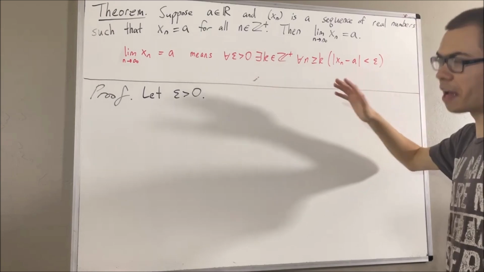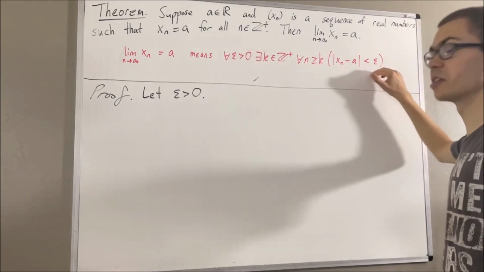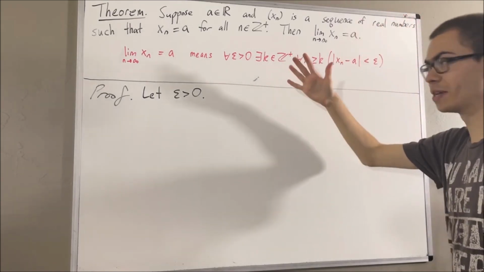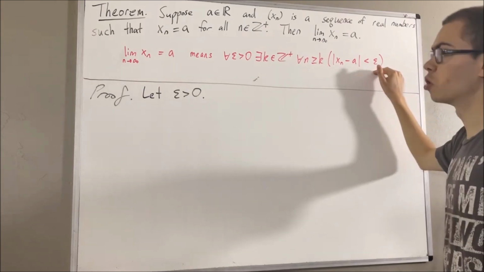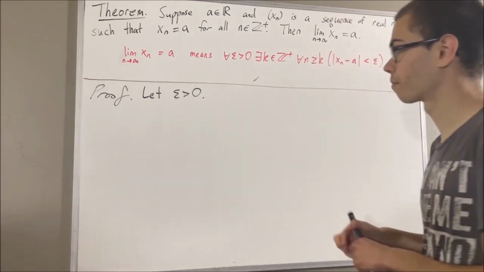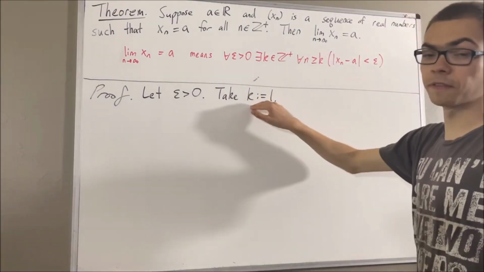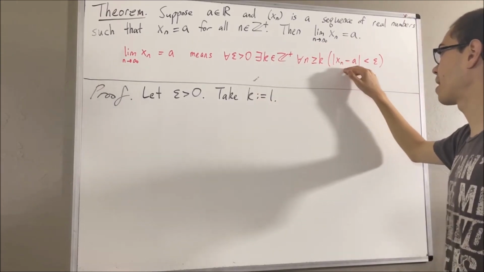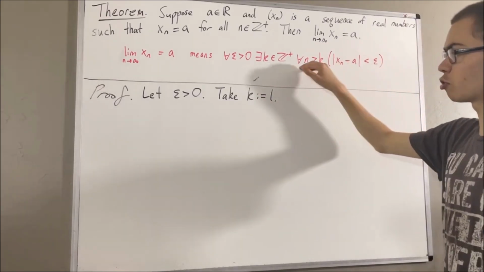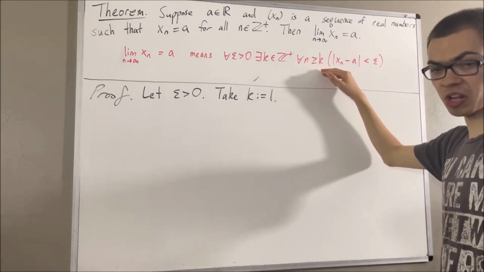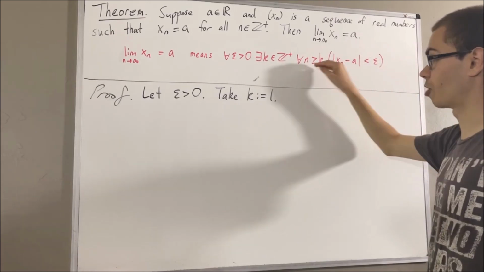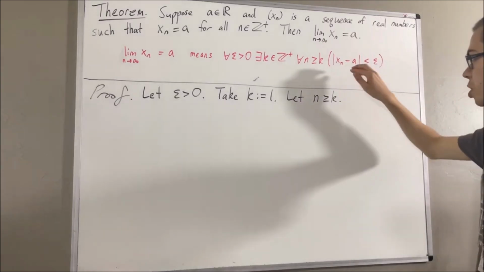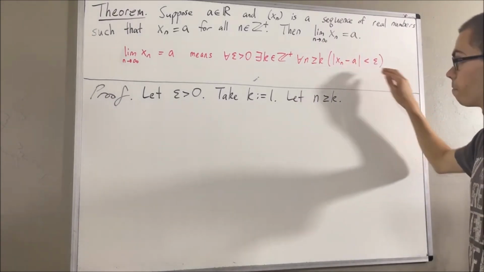Now, if you think about it, every positive integer is going to make this statement turn out true. So, for example, let's show that 1 makes this statement turn out true. So we'll take k to be 1. With this choice of k, we're going to show for all positive integers n greater than or equal to k, the absolute value of xn minus a is less than epsilon. So since we're trying to prove a statement about every positive integer greater than or equal to k, give me an arbitrary positive integer greater than or equal to k. I'll call it n. And from here, we want to show that this inequality is true.